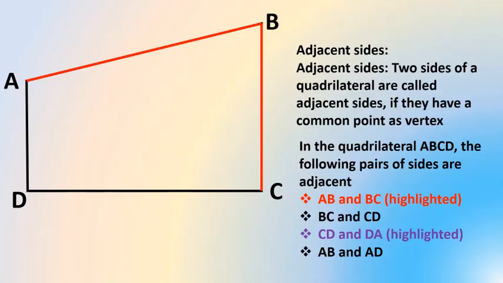Now another, see here, it's highlighted in purple. CD and DA. Where do they meet? The adjacent sides CD and DA meet at vertex D.